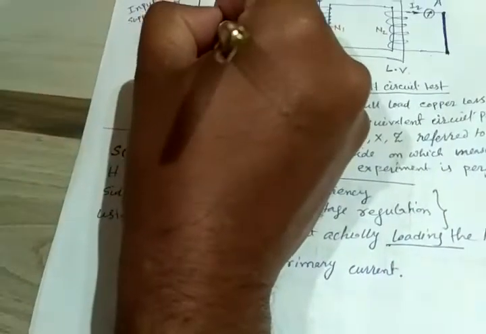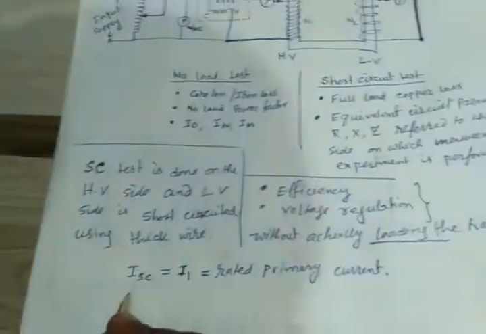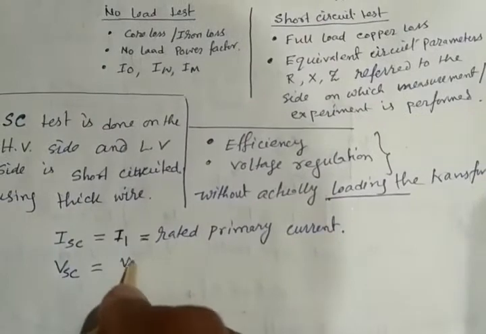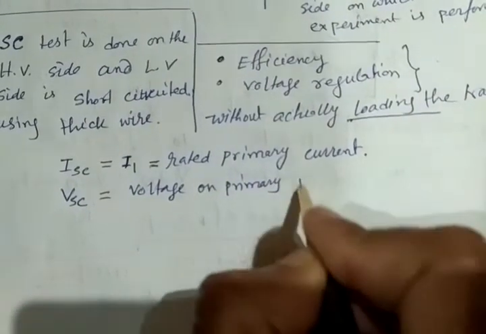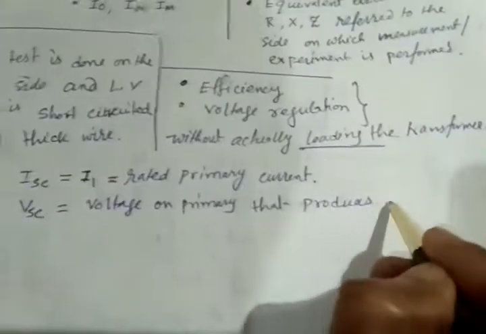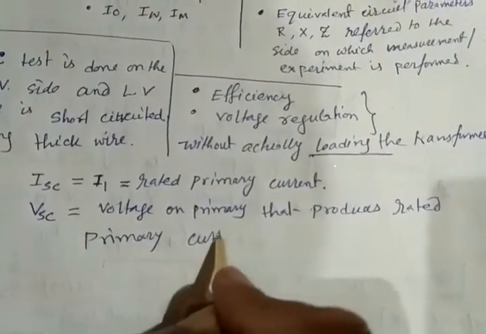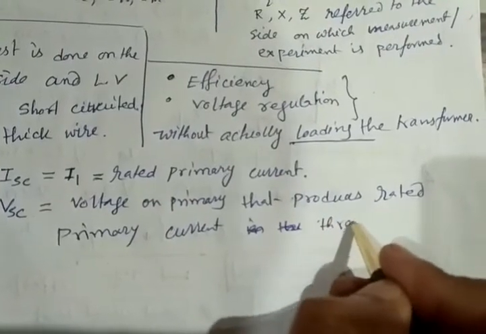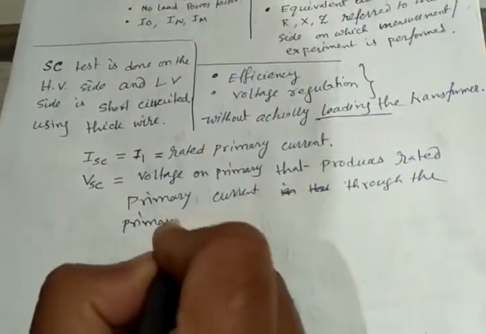Next we have connected a voltmeter to measure the input voltage. We will call this voltage VSC. VSC is the voltage on the primary that produces this rated primary current through the primary winding.